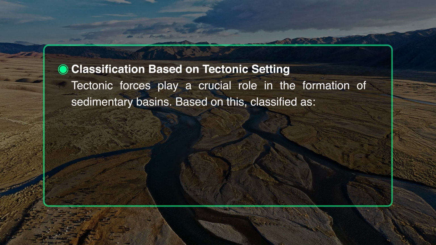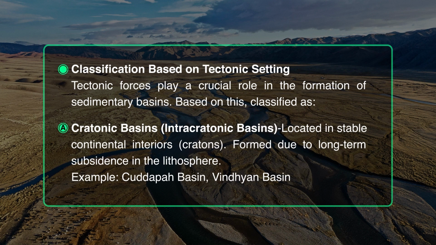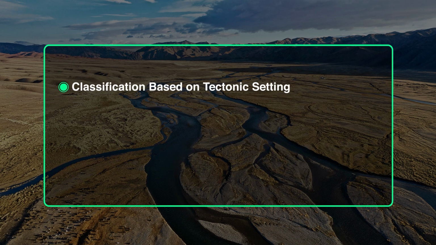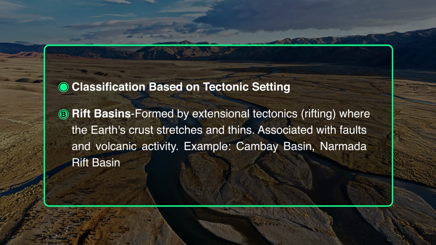Then based on the tectonic setting, we can classify them into cratonic basins, which are also known as intra-cratonic basins, which are located in the stable continental interiors and formed due to long term subsidence in the lithosphere, for example, the Cuddapah basin and the Vindhyan basin. Then the second class is the rift basin, which is formed by extensional tectonics, where the Earth's crust stretches and thins, and these are associated with faults and volcanic activity, for example, the Narmada Rift Basin.